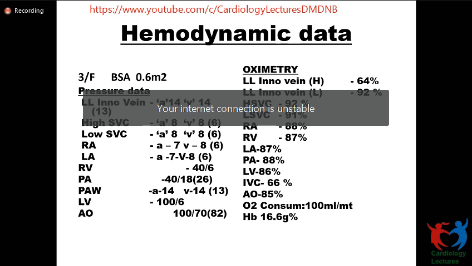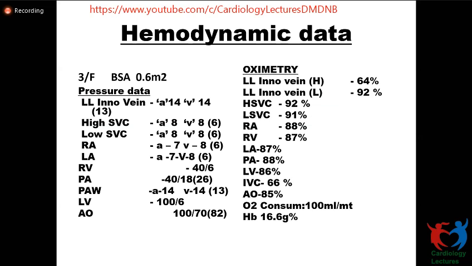Also in the supracardiac variety, the pulmonary arterial saturation can be higher than the aortic oxygen saturation. Can you give the explanation? Any one of you? Now, Jyoti, would you like to try to answer that?